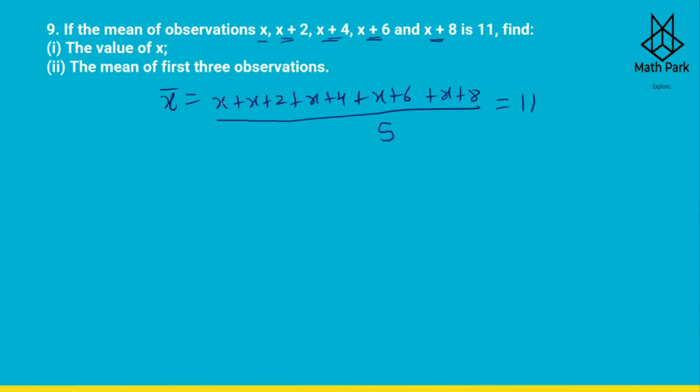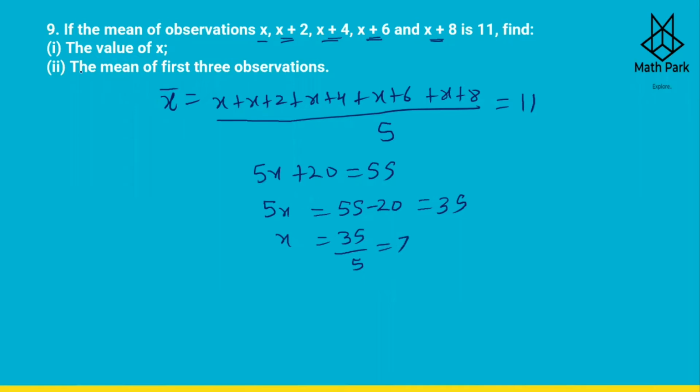So when we solve this, x plus x is how many times? 1, 2, 3, 4, 5. So that is 5x. 2 plus 4 is 6, 6 plus 6 is 12, 12 plus 8 is 20. So 5x plus 20, this 5 goes here, 11 times 5 is 55. So you get 5x is equal to 55 minus 20, which is equal to 35. So x is equal to 35 upon 5, that is equal to 7.